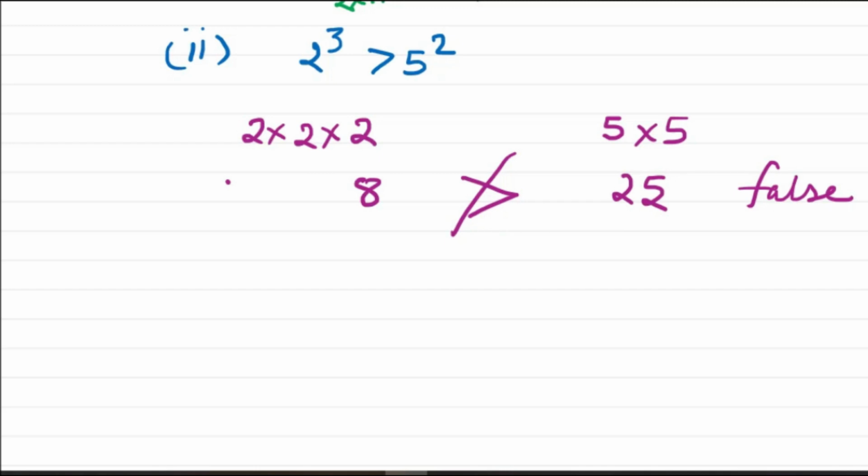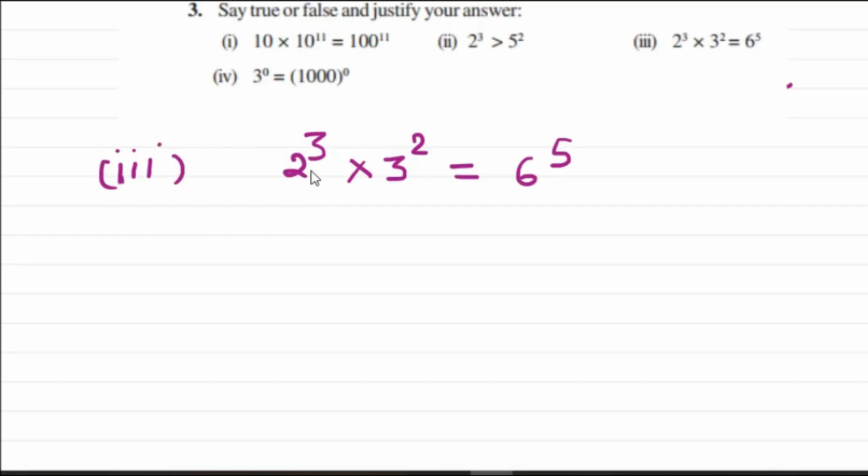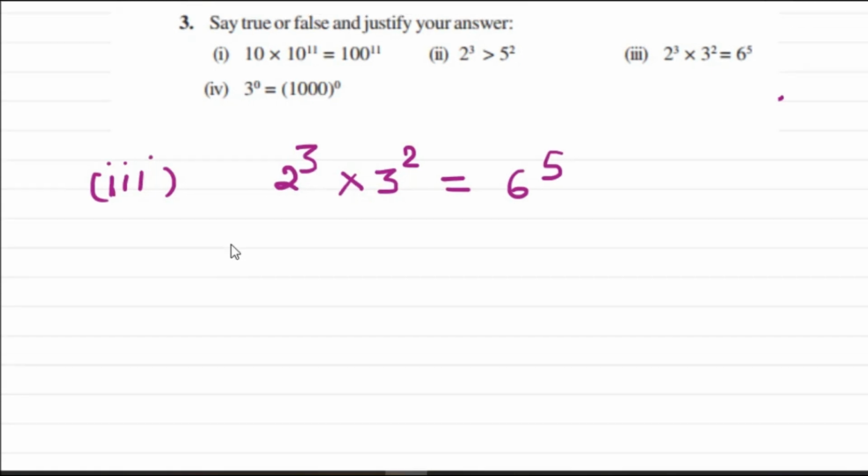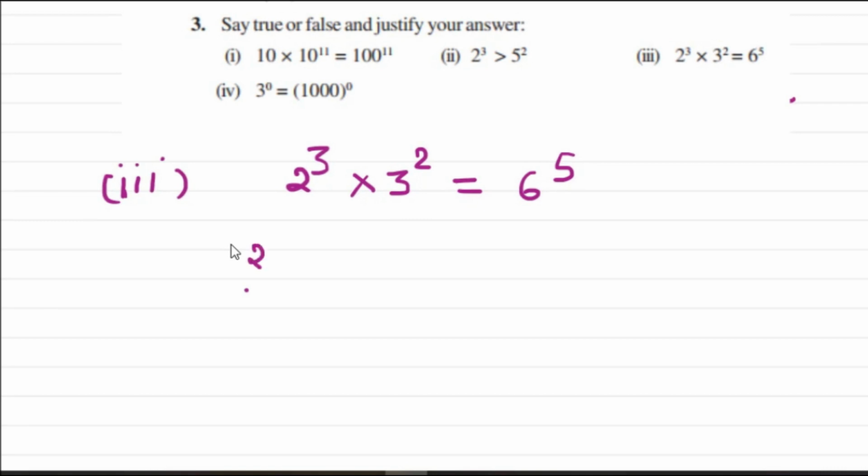Now let's see the third part. So this is your third part, 2 to the power 3 into 3 square equals 6 to the power 5. Okay, so here again we will solve the left side, and then we will solve the right side. On the left side, 2 to the power 3 means 2 is multiplied 3 times, and 3 square means 3 is multiplied 2 times. So this will give you 8 into 9. So in your left hand side, what we will get? 72.